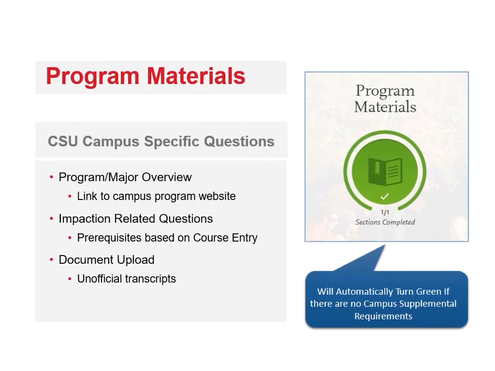Program materials. So when you're looking at specific CSU campus questions, you're looking to answer your major or program of choice, impaction related questions. So they're going to ask potential prerequisites as well as any unofficial transcripts that they may be requiring. And again, you will see that it will automatically turn green once you have completed everything. And if there is no campus supplemental requirements, then you'll see that it is already automatically green, and that means there's nothing more that you need to do.